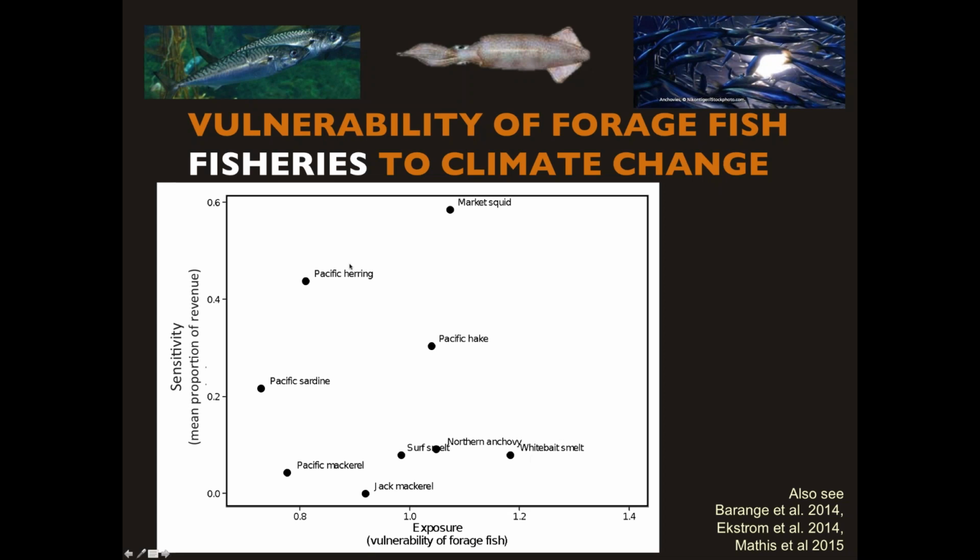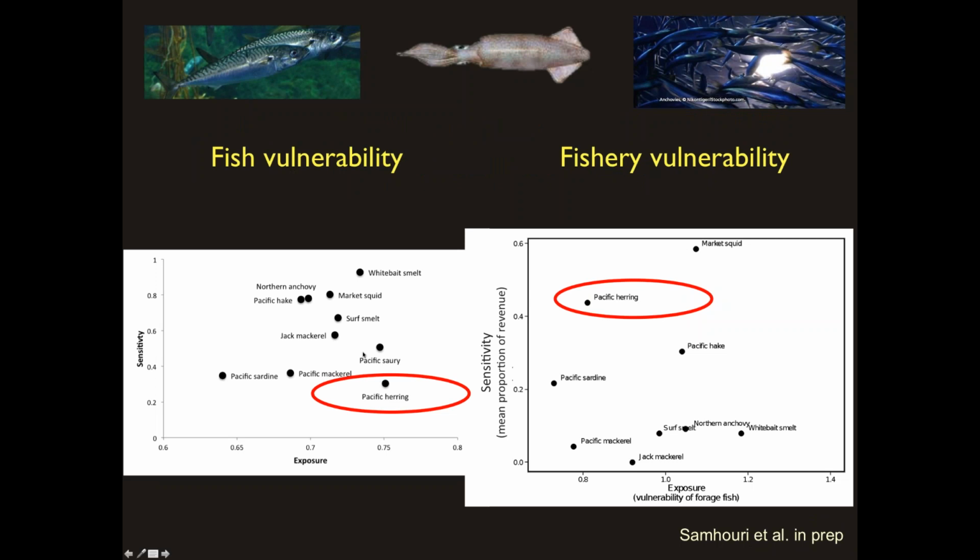We've seen a big movement in herring, which used to be out here on the ecological vulnerability axis and is now over here on the social vulnerability axis. And market squid is a loner up here all by itself, as the one that has the highest social vulnerability to climate change. That's illustrated by comparing the fish vulnerability here on the left side to the fishery vulnerability here on the right side.